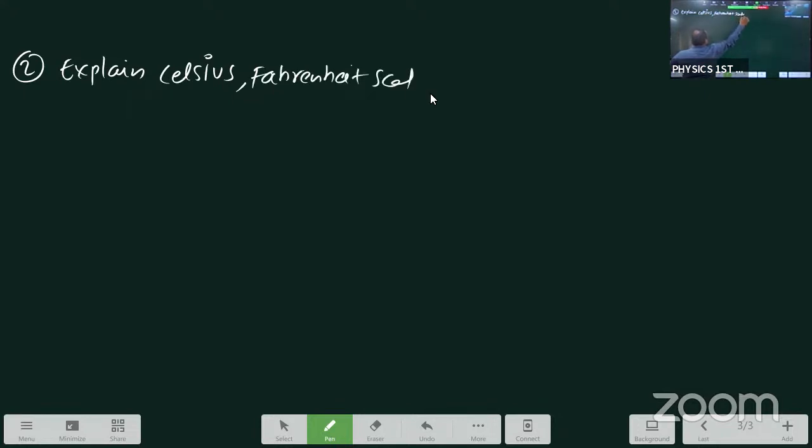Now, second question: explain Celsius and Fahrenheit scales, and the relation between them. This is the second question from heat, after the first law of thermodynamics. Now explain the Celsius and Fahrenheit scales and what is the relation between them.